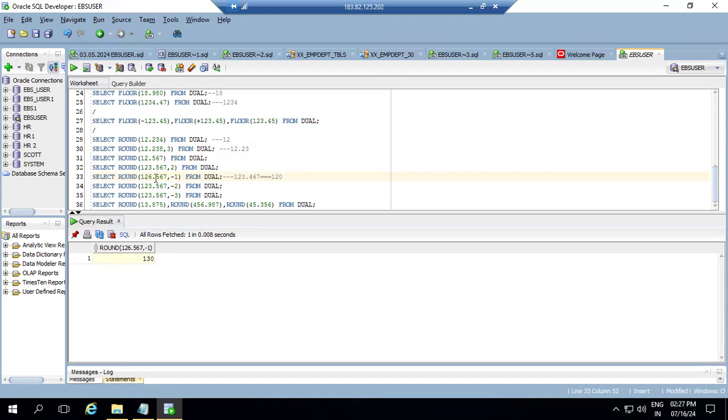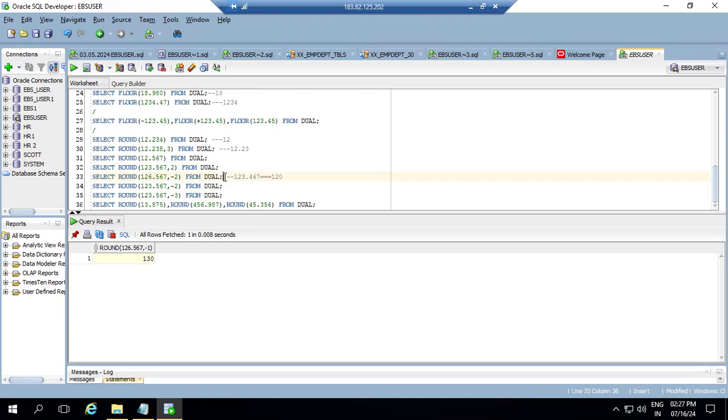When it is 126, 6 is greater than 5. When it is greater than 5, 1 will be added to the before value. So obviously you're getting the output as 130 here, right? In case, instead of -1, I'm mentioning -2 here. This is the decimal place. So what will be the output now?